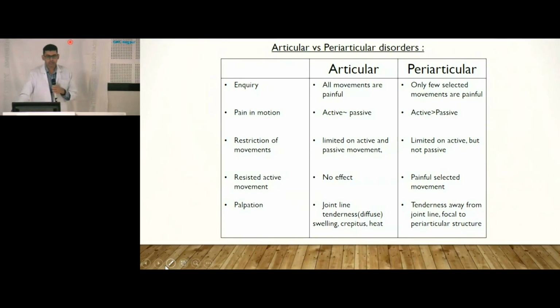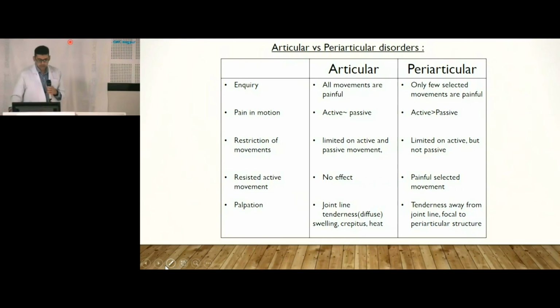The second important thing is pain in motion with movement. Whenever there is articular involvement, since the movements are happening in the structures present inside the joint, whatever movement you do, either active or passive, it will produce pain. But definitely pain would be more with active movements than with passive movements. In periarticular structure, the part of the periarticular architecture involved in that particular activity will produce pain.